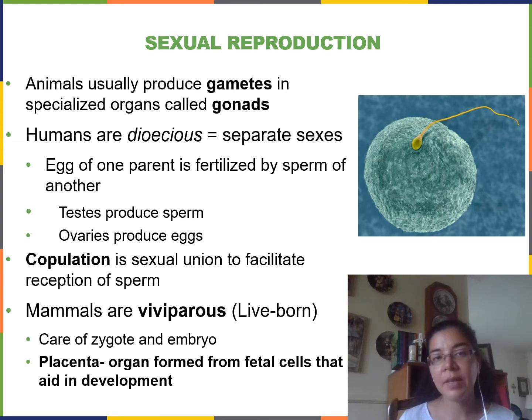Mammals are viviparous, that means that they give live birth. And so the female reproductive organs are able to nourish and protect a developing embryo and fetus up to the point of birth, or parturition. There's the care of the zygote and embryo, and so there's a specialized organ that is formed from fetal cells called the placenta that will help in nourishing the developing embryo and fetus until birth. It is an intermediate organ between maternal blood contents and fetal blood contents.